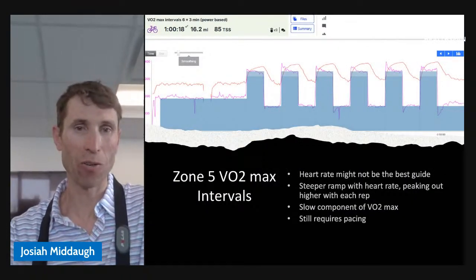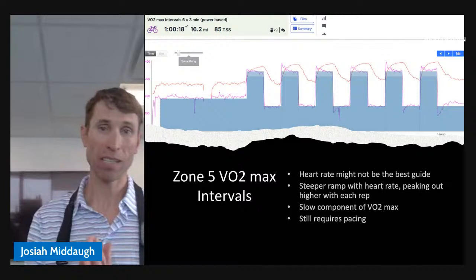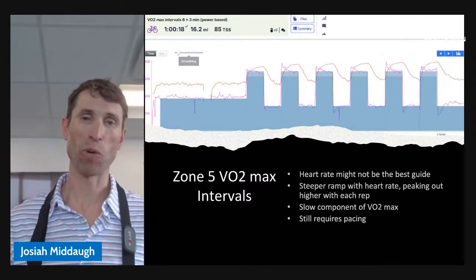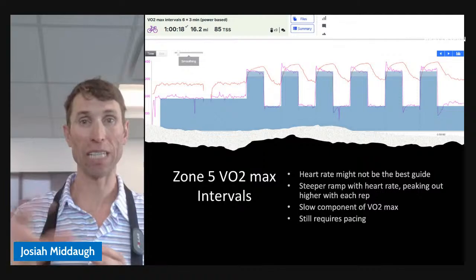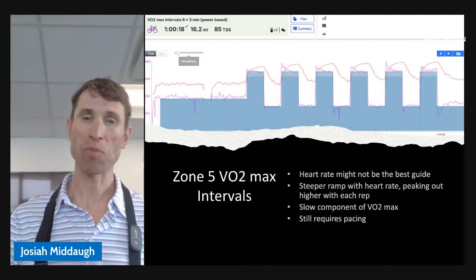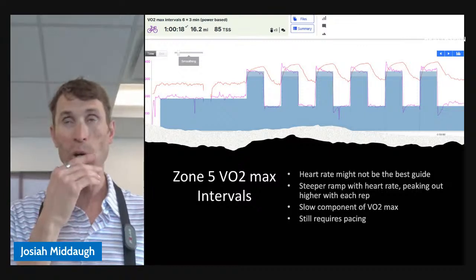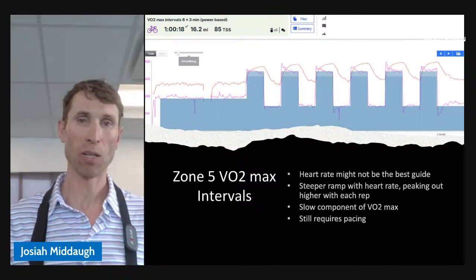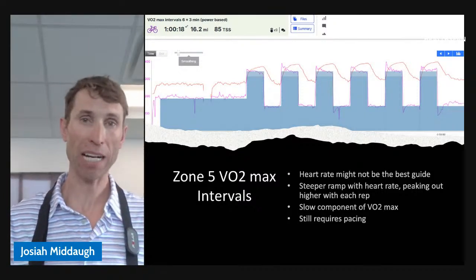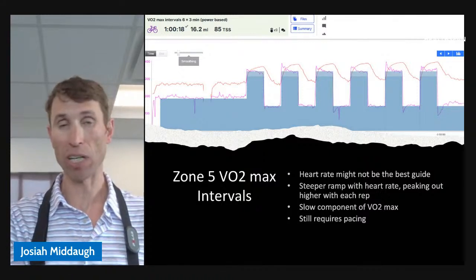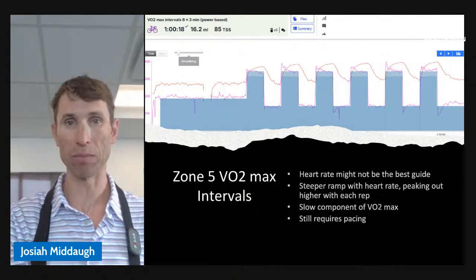Okay, so a zone 5 interval. This is where heart rate becomes not the best guide. When we get up to threshold and higher, sometimes you might just have to default to your own rating of perceived exertion. Or let's say you're running on a treadmill or on a track, then you might be able to use pace instead. And if you're on a bike, that's where power becomes a little bit more important.